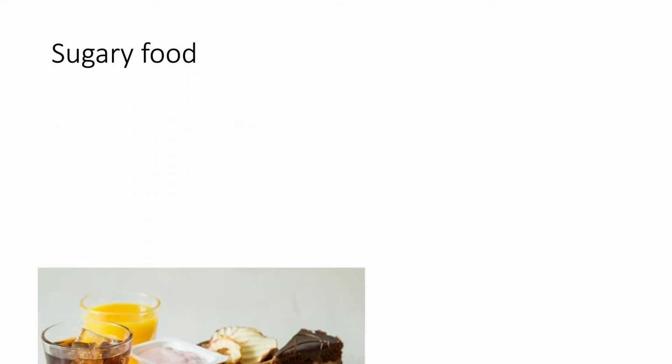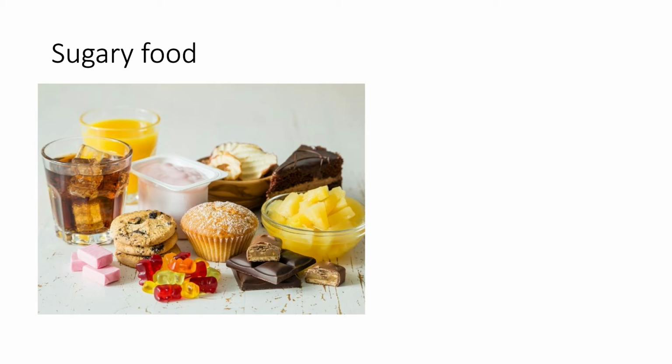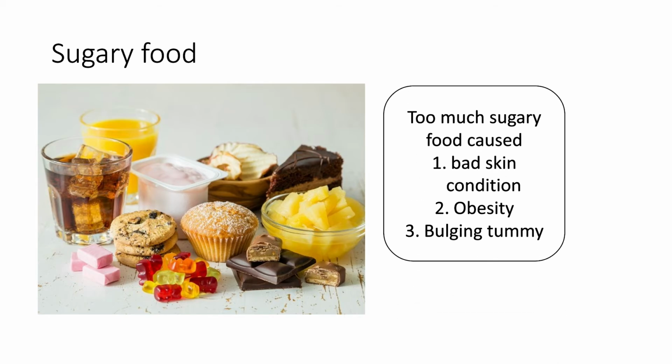Next, sugary food. From the name we know that it is something sweet, correct? So maybe some of it are your favorite. So sugary food also cause a bad skin condition, obesity, and bulging tummy. Why it's unhealthy? Because the same, our body only need a little amount of sugar. When you eat way too much of them, your body will be hard to break them down.